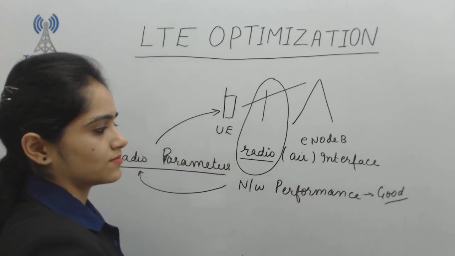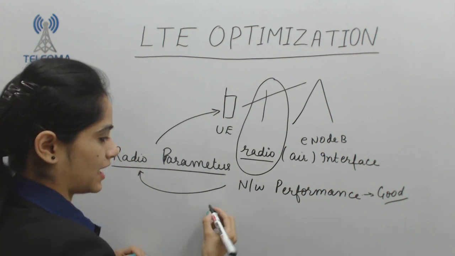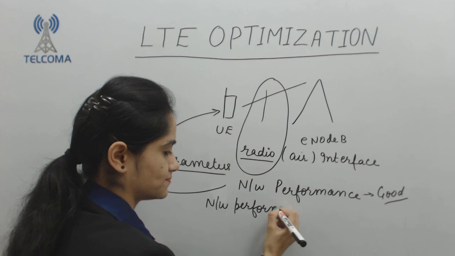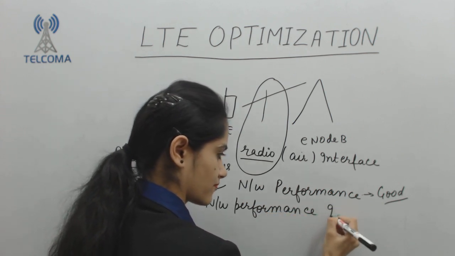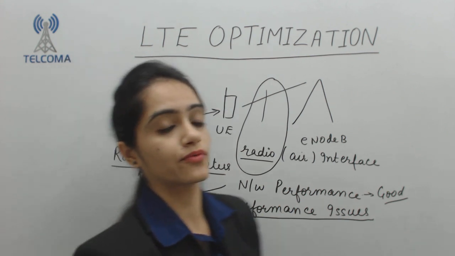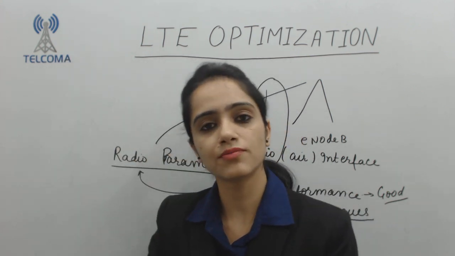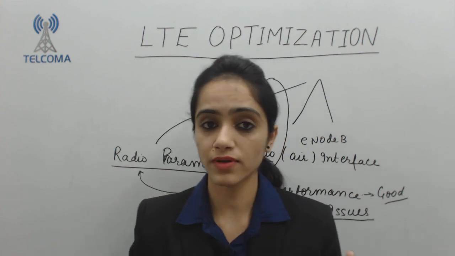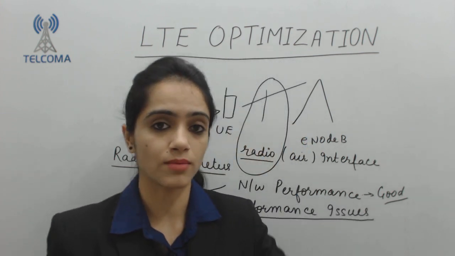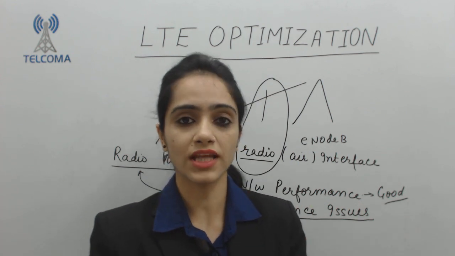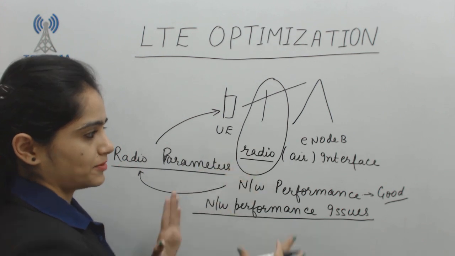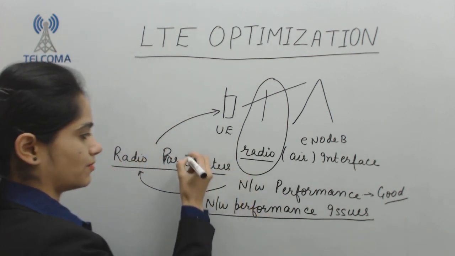So optimization basically deals with when we have network performance issues. Whenever we have network performance issues, we want to remove the issues. So for removal of those issues, we have optimizers. That means those who will optimize the network and remove all the issues that we are facing in my network. So, optimization.